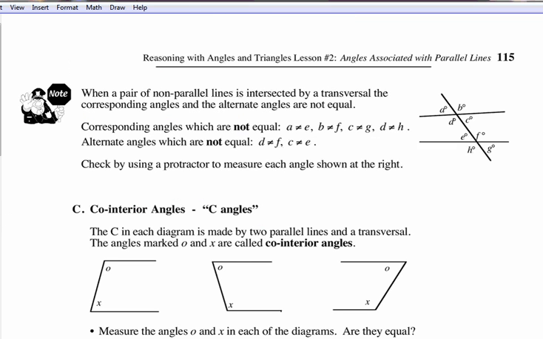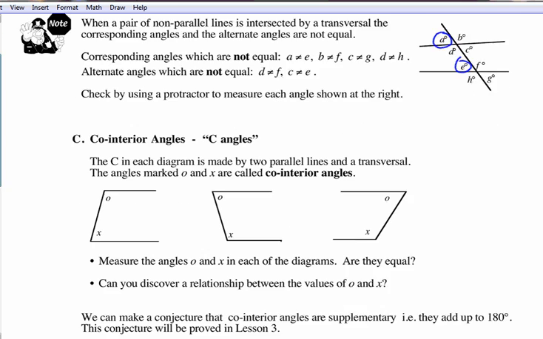If your lines are not parallel, then those angles won't be equal to each other, right? So for example, A and E will not be equal to each other if the lines aren't parallel. If they are equal to each other, then we can deduce that because those angles are equal, the lines have to be parallel. We're going to use that property in proofs. So if they're not equal to each other, the lines are not parallel. If we don't have corresponding or alternate interior angles, then the lines are not parallel.